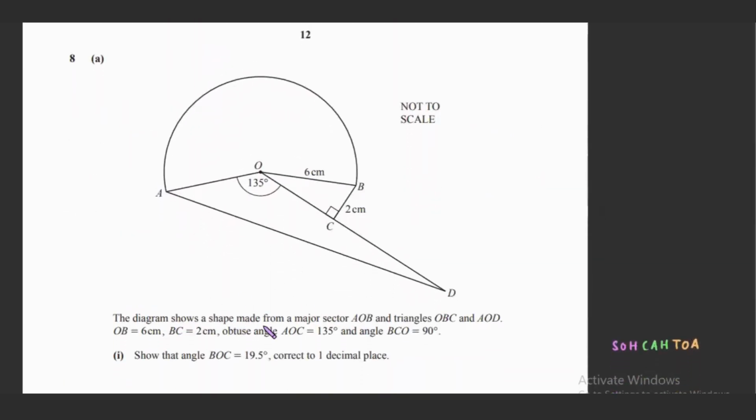The diagram shows a shape made from a major sector AOB. This is that major sector. And there are two triangles as well. And OB's value, BC's value is already given and it's marked in the diagram.